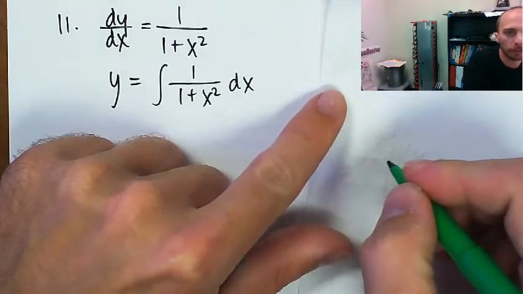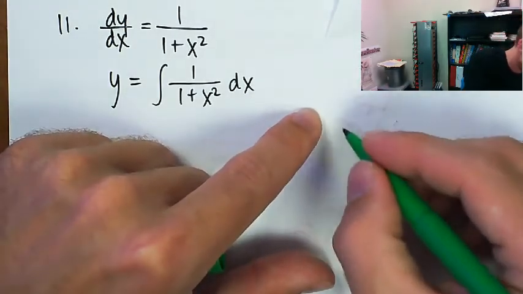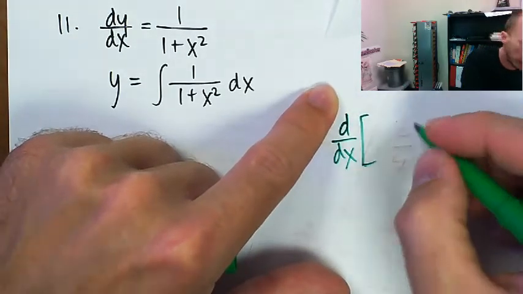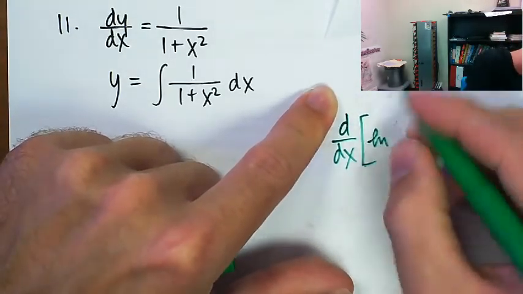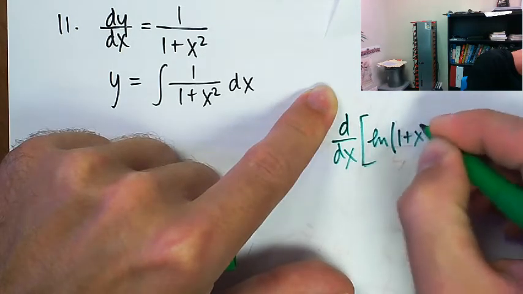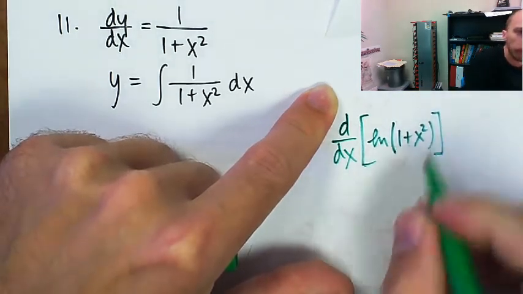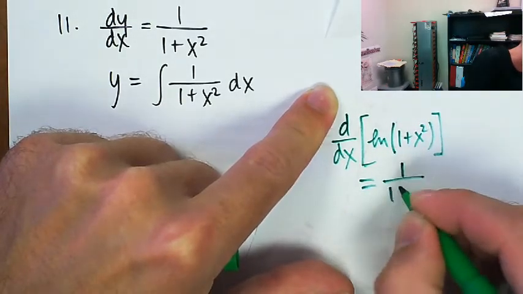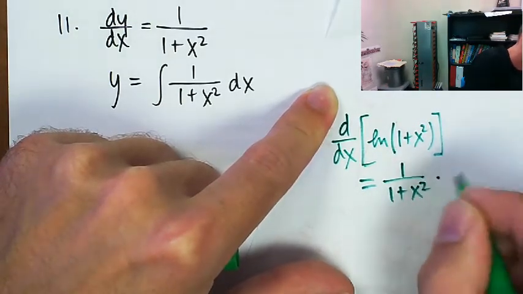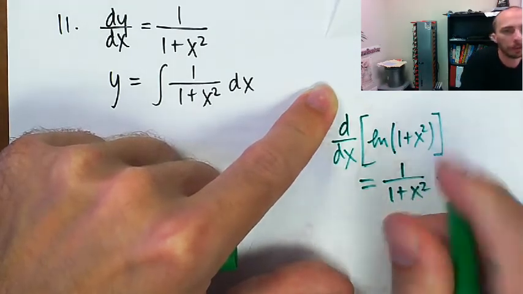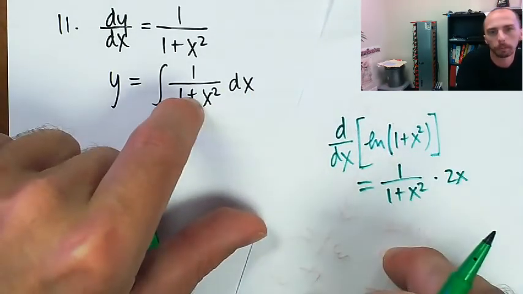I was going to put a little disclaimer there, but I'm just going to do it. I'm going to say just on the side, the derivative with respect to x of log of 1 plus x squared is equal to 1 over 1 plus x squared times the derivative of 1 plus x squared for the chain rule. And this is clearly not the same as 1 over 1 plus x squared.